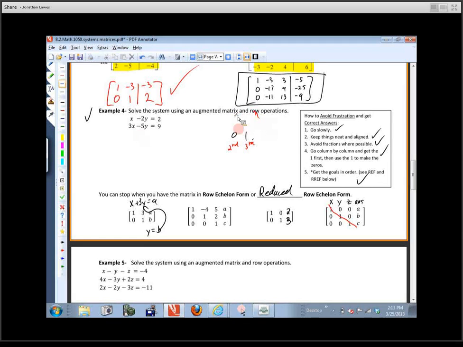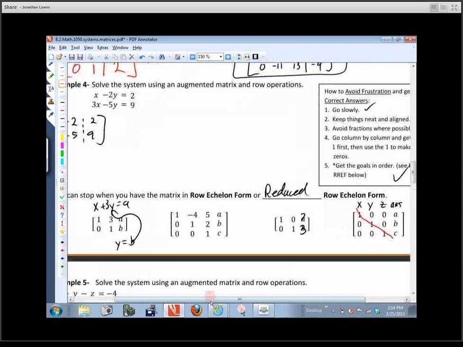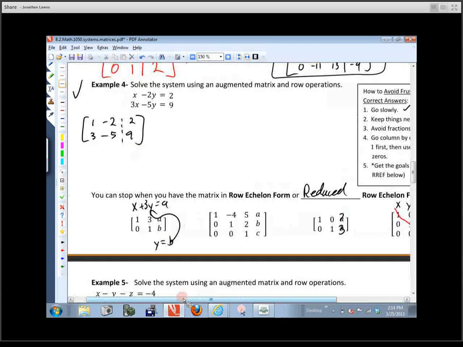Okay, all right. Let's write down the augmented matrix. 1, -2, 2, 3, -5, 9. We'll get there. Okay, what's goal number 1? Get the 1. Get the 1 right here, right in that first row, first column. It's already there. Step number 1's done for us.